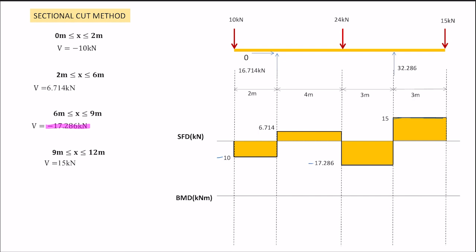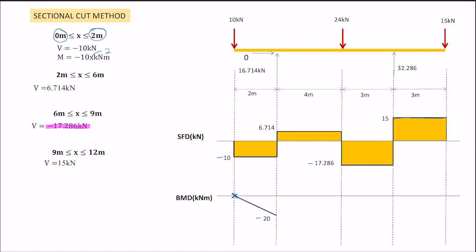And for BMD, we look at the first boundary, M equal to negative 10x kilonewton meter. So we will do it for X equal to zero. If X equals zero, it will be zero. So here the value is zero. And when X equals 2, the next boundary, negative 10 with X changed to 2, gives negative 20 kilonewton meter. Therefore it is negative here. That's why it goes down like this.